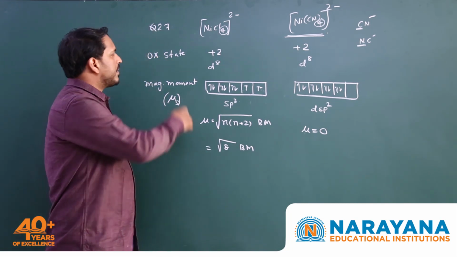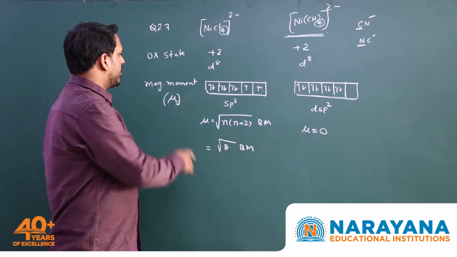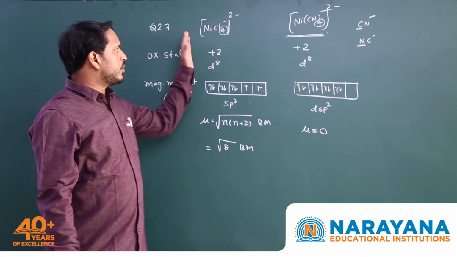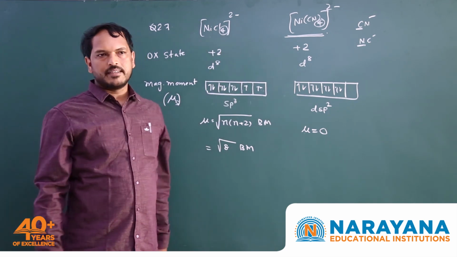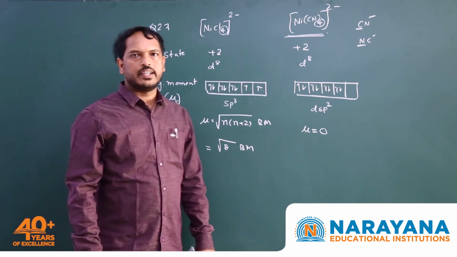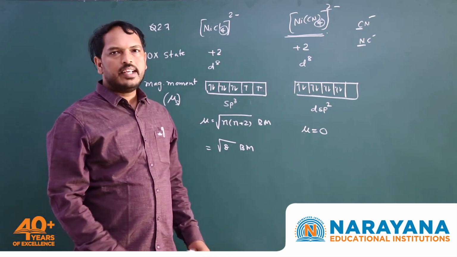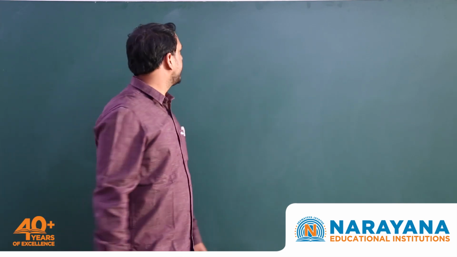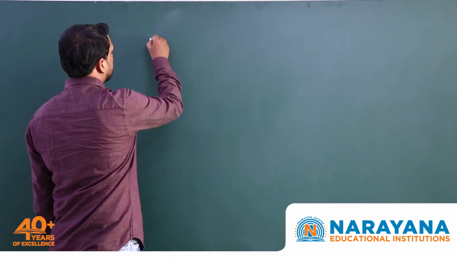So what are the properties which are not similar here? One is magnetic moment, so root 8 and 0. One is not showing isomerism, other is showing isomerism. So either B or D can be the correct answer for this question. Now let us move to the next question. Next question is question number 28.